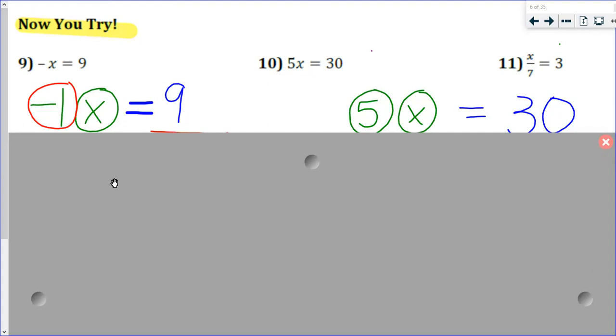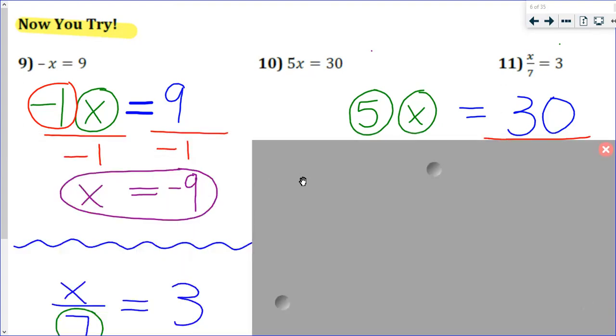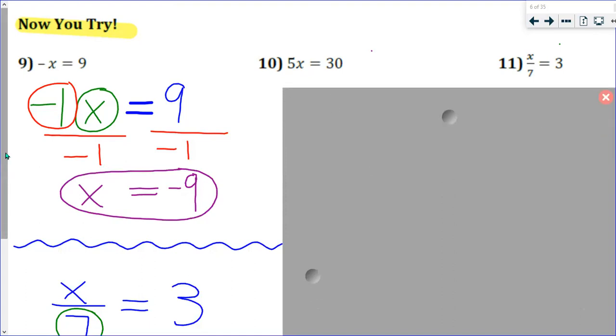How do I remove that -1 from the x? I want x to be by itself. Someone tell me. What operation do I use? Multiplication or division? Amanda? Sorry? Division. Thank you. So divide, and this is what it looks like. Dividing both sides by -1, I get a final answer of x is equal to -9, because +9 divided by -1 is -9.